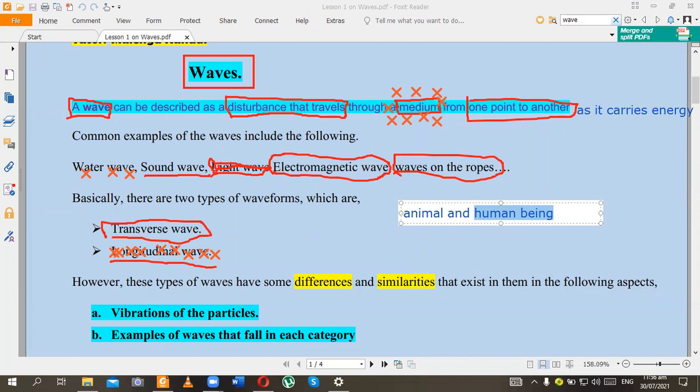If you talk about the way they walk, how do animals walk? Let me say a dog. How does a dog walk compared to the human being? You pick an aspect at a go.